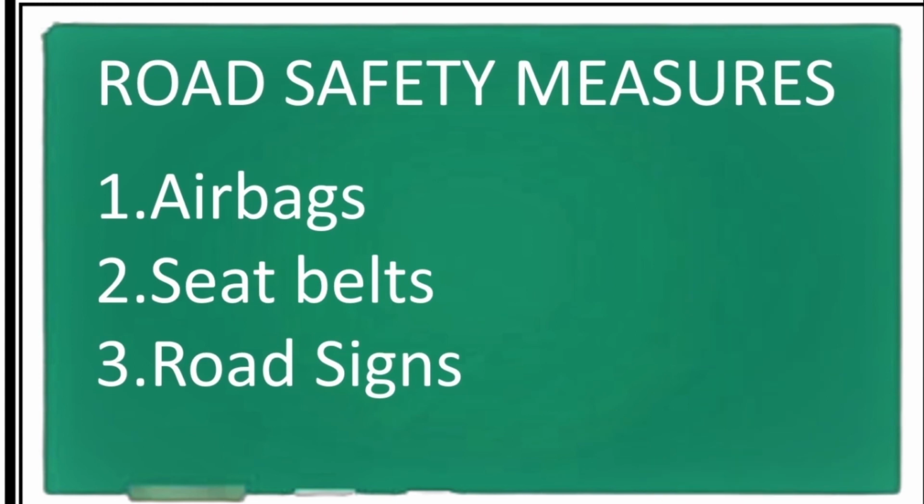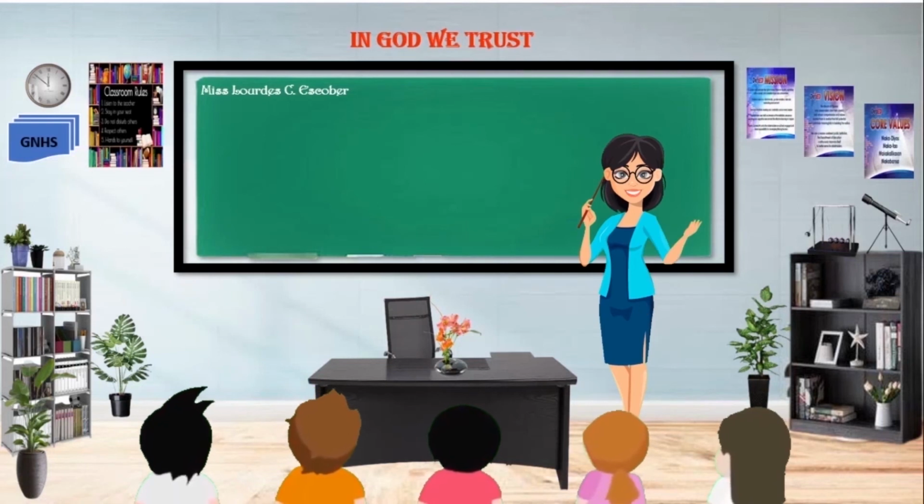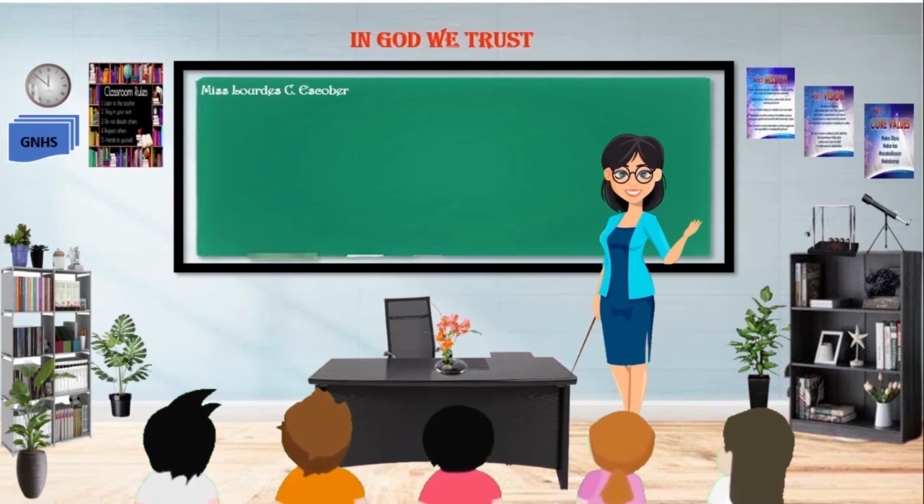The following are examples of common road signs. Letter A, stop. B, school zone. C, no U-turn. D, speed limit. And letter E, dangerous curve ahead. Do you have any questions, class? None. Okay, if none, then you may answer the 5-item quiz.